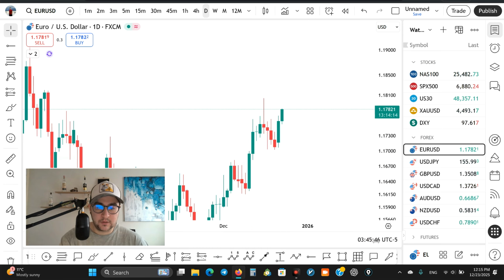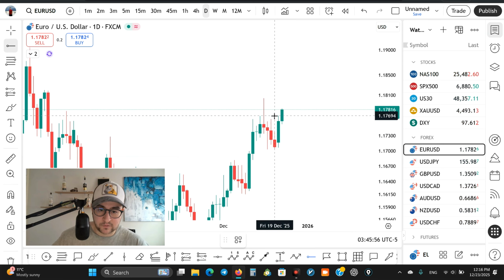As you can see here, the previous day's candle closed green and above the previous day's highs. It means that for today price likes to come to this area at the top of this candle, and in the London session the price reached this area.